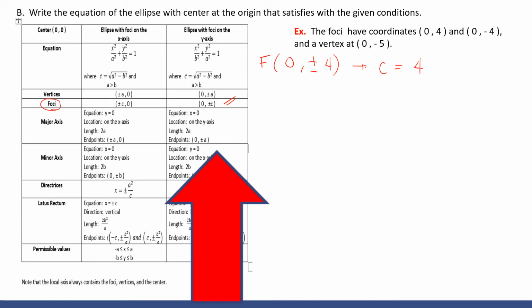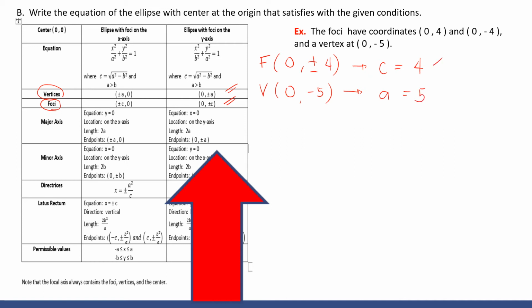Okay? Next, a vertex at 0, negative 5. So with the given vertex, 0, negative 5. So actually, 0, negative 5 here ay one of the vertices. Kasi yung isa ay 0, 5. And again, if you look at your pattern, vertices I mean, so meron tayong 0 plus minus a. Well, in this case, ano naman ang ating natukoy? Ang value ng a sa makatuwid ay 5.